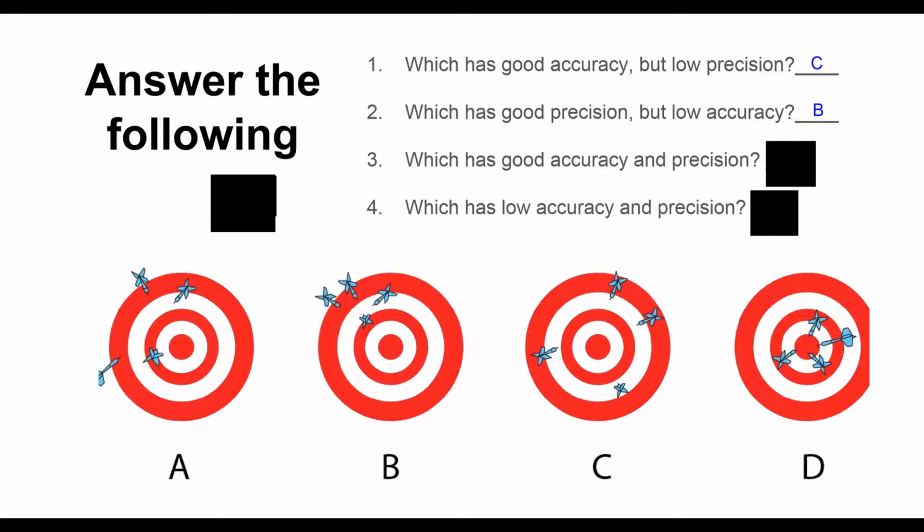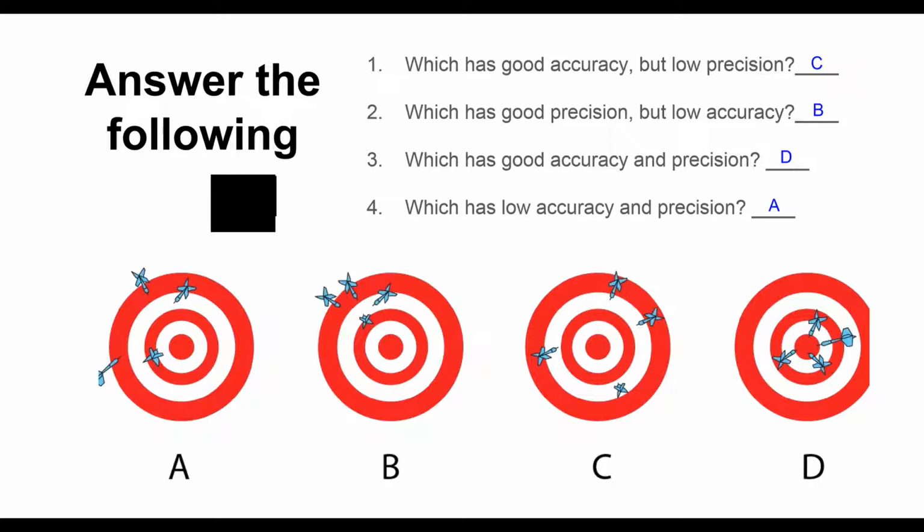So you're looking between options A and D, and you can tell that D is going to be both accurate and precise. All of our darts are right there in the middle, and they're pretty well close to each other. If I'm throwing a 5th dart, where is it going to go? You're going to say bullseye, because that's where all the other ones went. Which is low accuracy and precision? Well, that's the only one we have left, and that's going to be letter A.